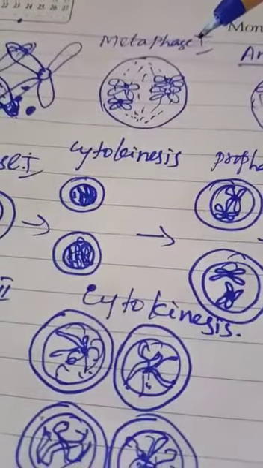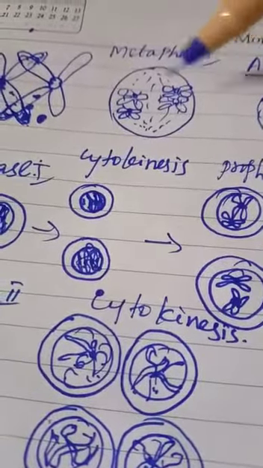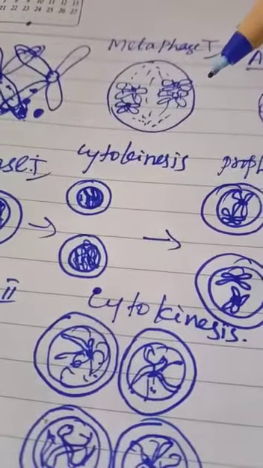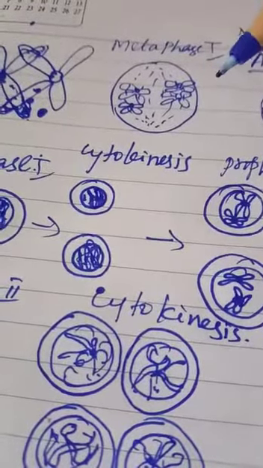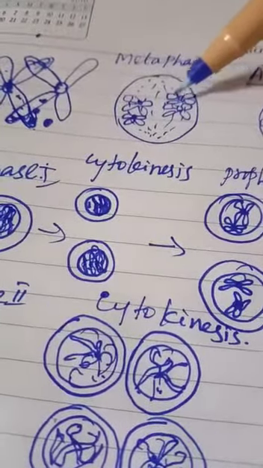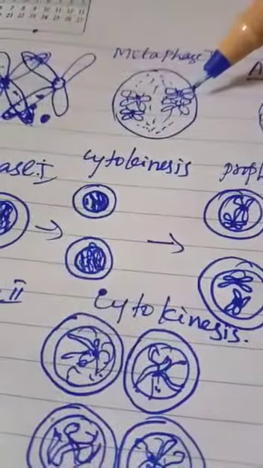Metaphase 1. In this stage, the chromosomes move towards the center, the equator, and finally come to lie in the center of the cell. You see that this is the metaphase.